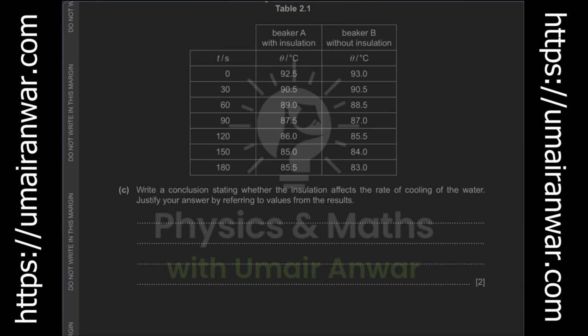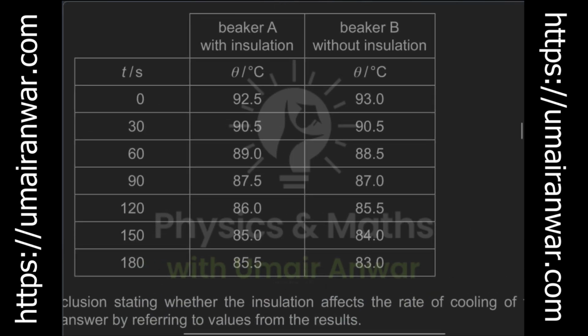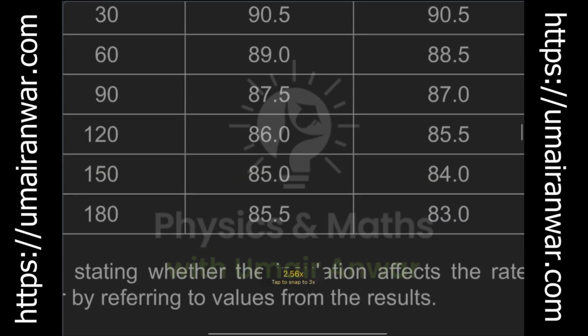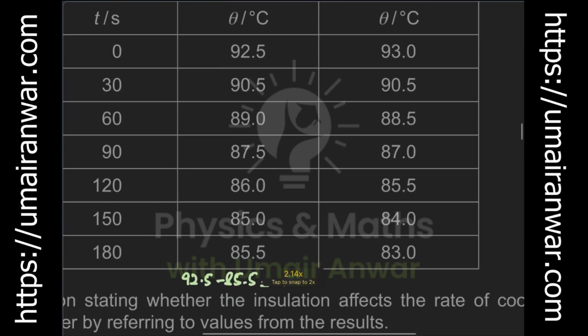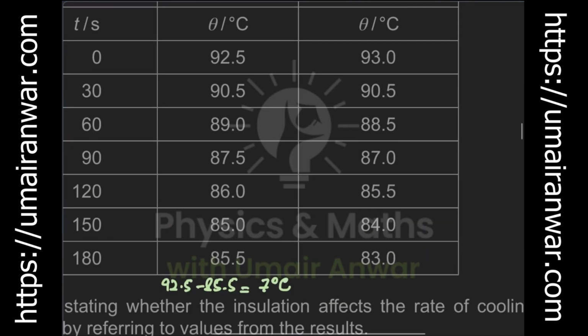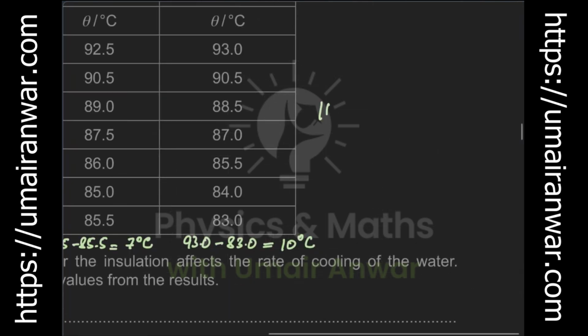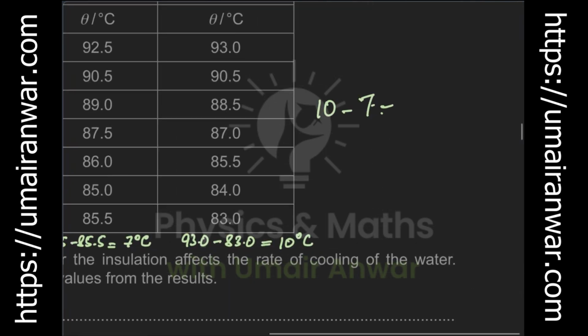Now, write a conclusion stating whether the insulation affects the rate of cooling of water. Justify your answer by referring to values from the results. Now, beaker A is with insulation. It started with a temperature of 92.5 degrees centigrade and it ended up with a temperature of 85.5. So 92.5 minus 82.5 gives us a temperature difference of 7 degrees centigrade. In beaker B, without insulation, we are starting with 93 and we are ending up with 83. So there is a difference of 10 degrees centigrade over here. So their difference is going to be equal to 3 degree centigrades over here.